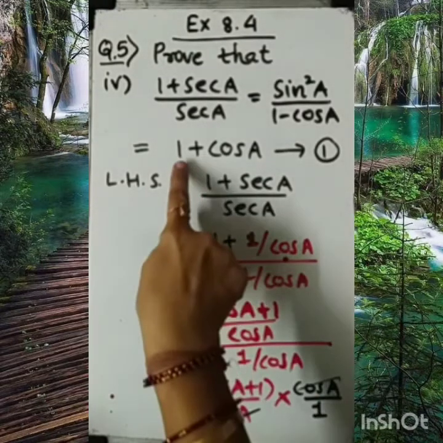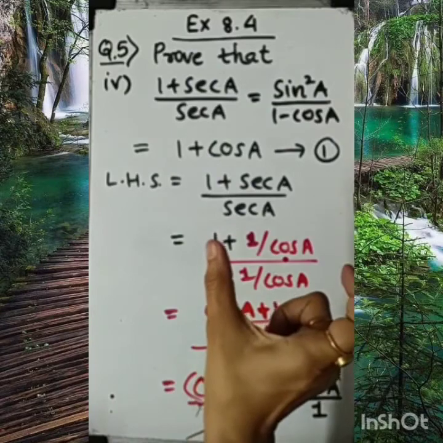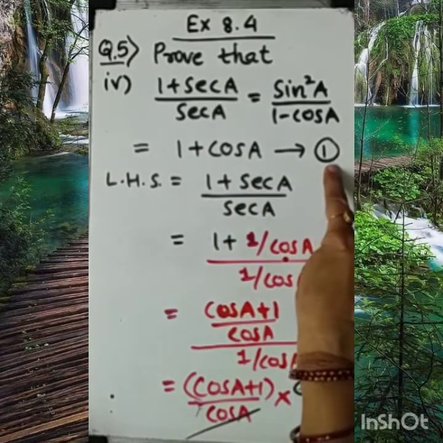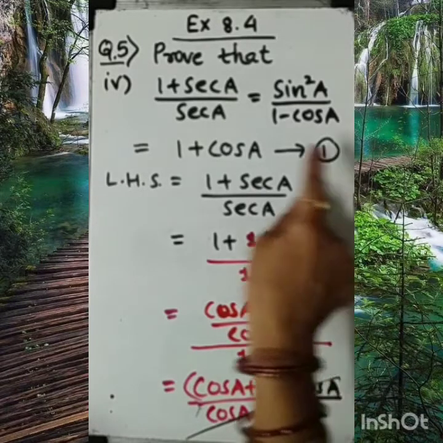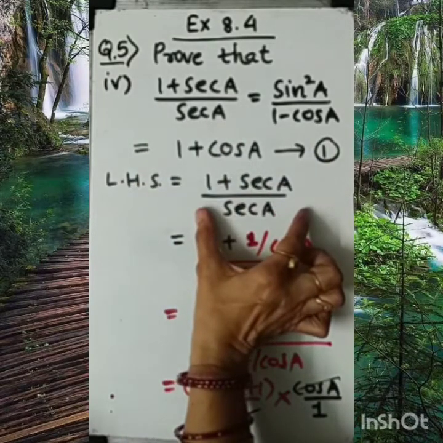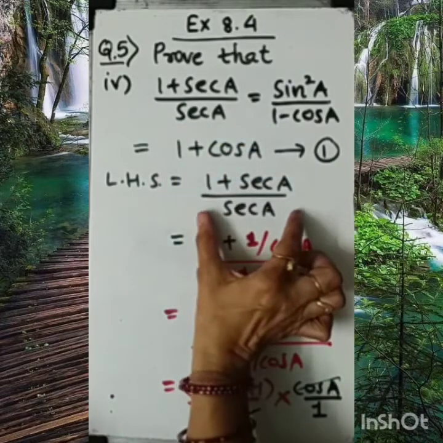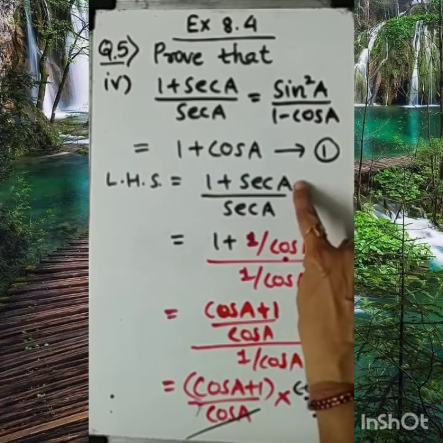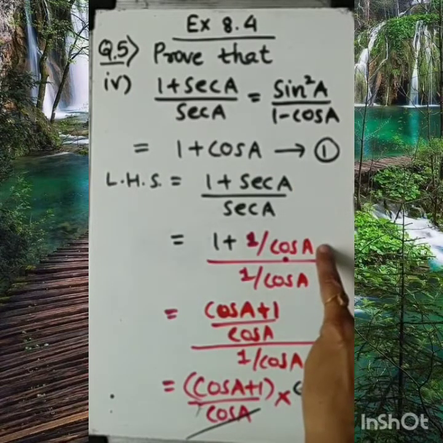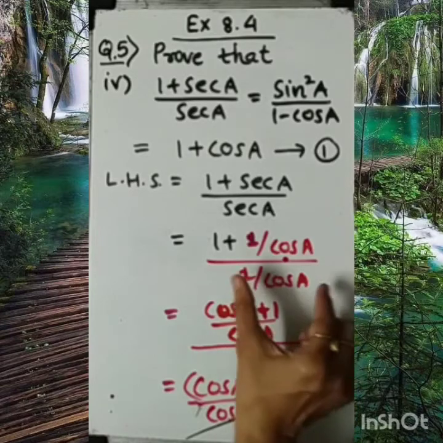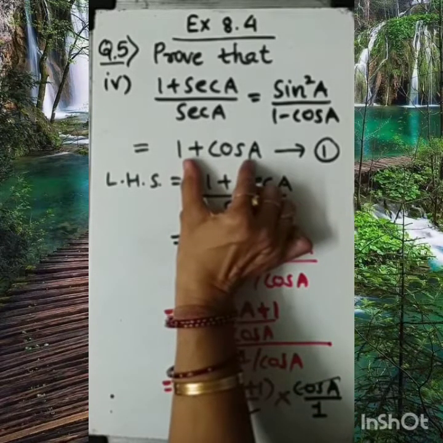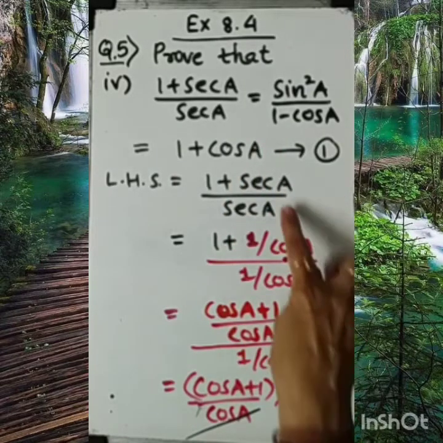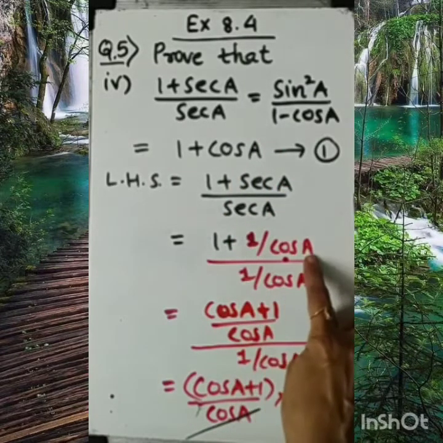As a first, if I started my solution with RHS, so I got 1 plus cos A, that I am telling result number 1. Now I am starting with LHS also. LHS I have here 1 plus sec A upon sec A. Dear, very simple. I have done nothing. In place of sec A, I have put the value of its inverse. Because as we can focus on the RHS which we have to prove, that is given in the cos form. So with that intention only, I convert sec A as 1 upon cos A.